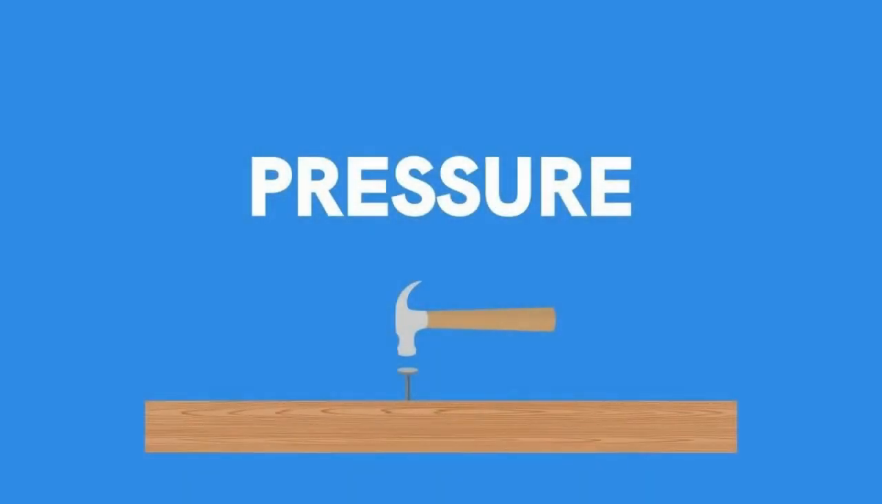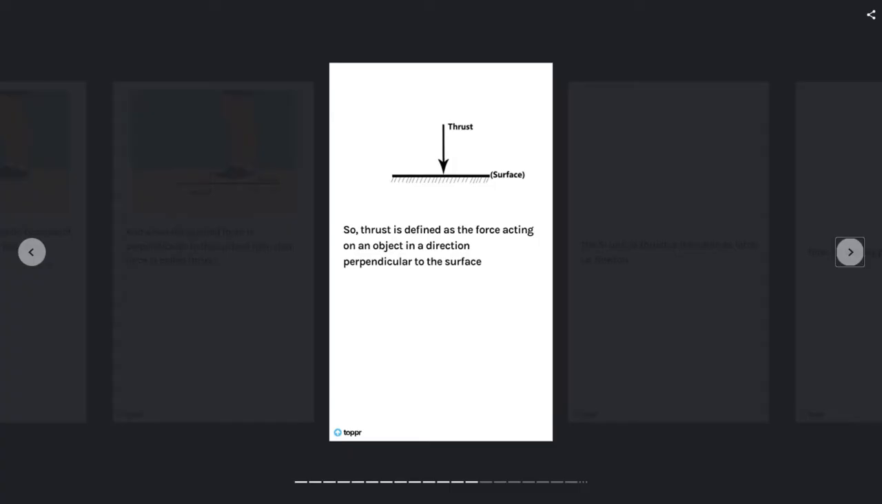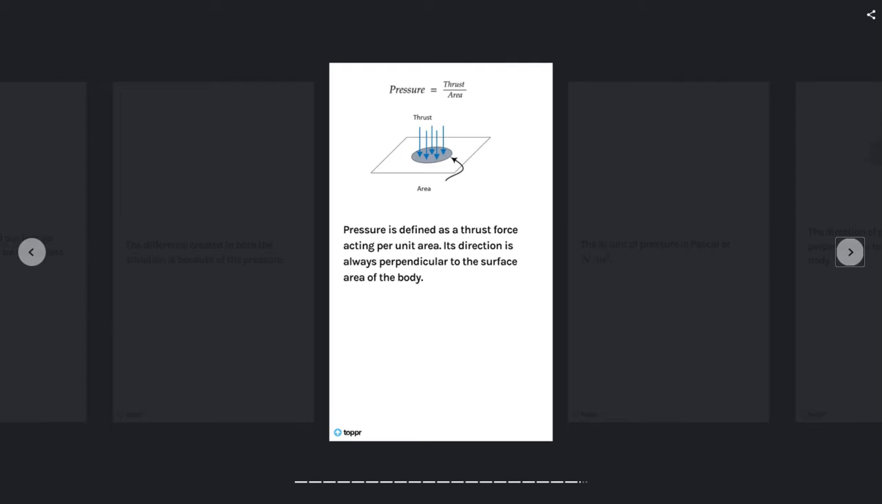Overall effect of a force depends on its magnitude and the area over which it acts. And to relate these two factors, we introduced a quantity and named it pressure. The force that acts perpendicular to the surface of an object is called thrust. Thrust acting on a unit area of a surface is called pressure.